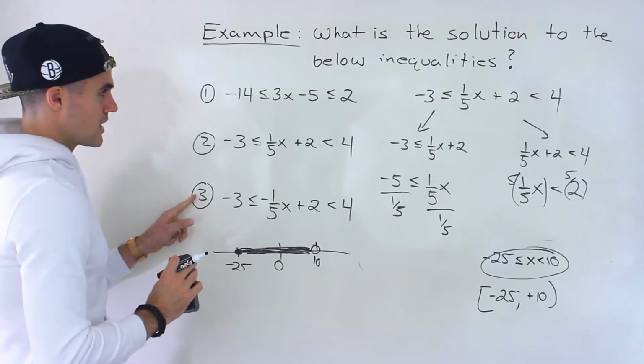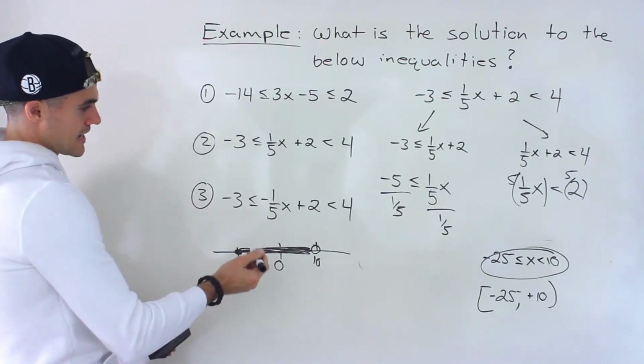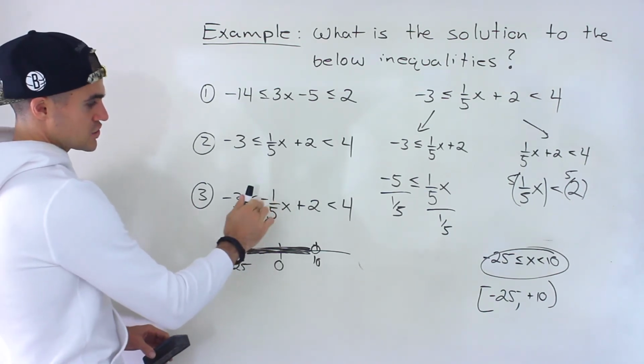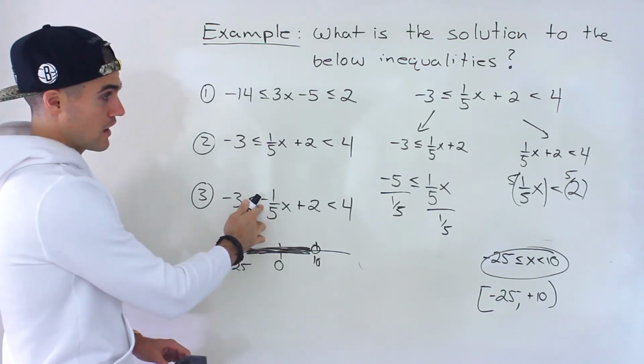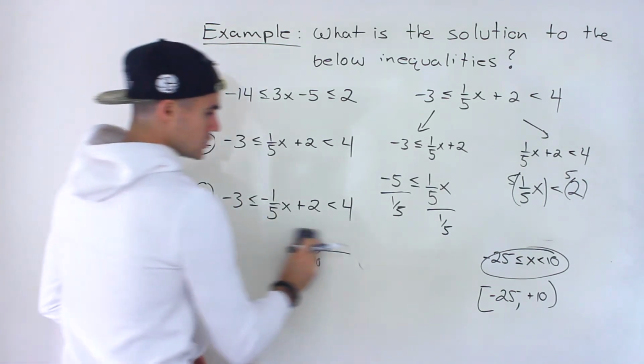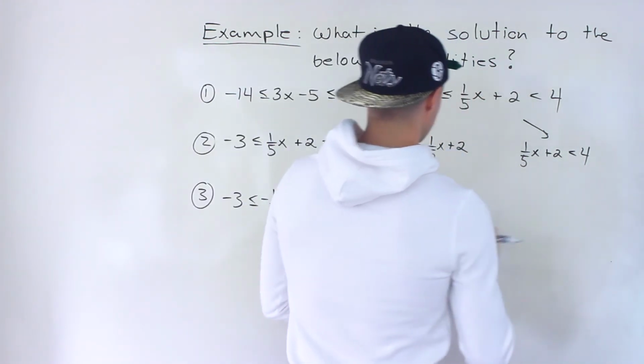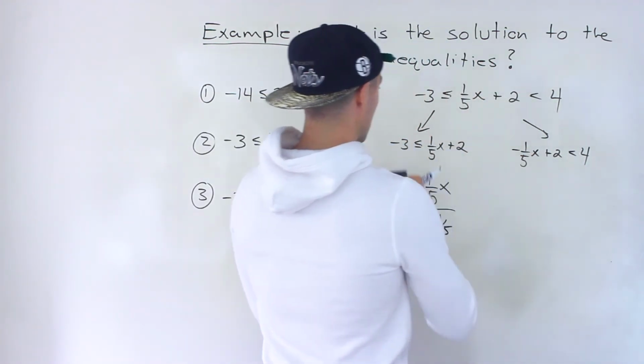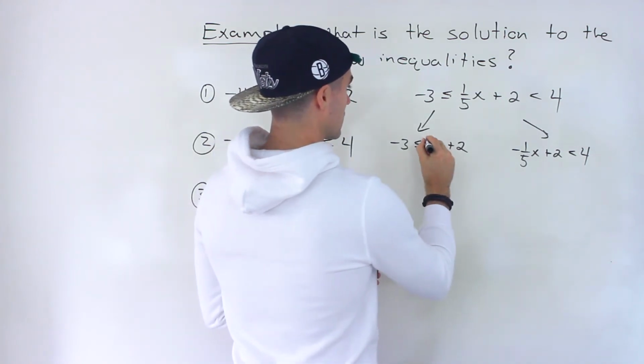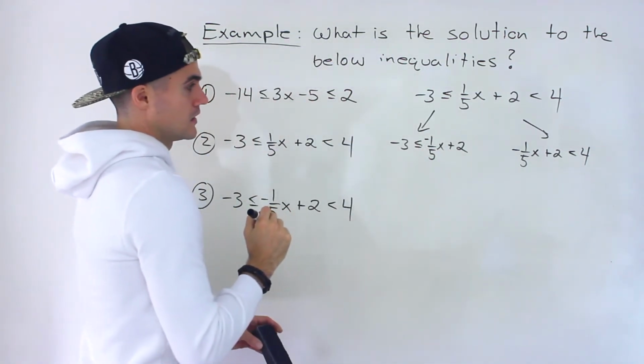Now with number 3, notice it's the exact same thing, but the only thing that's changing is it's a negative 1 over 5, which is actually going to change the solution quite a bit. So this would end up being negative 1 over 5. This would end up being negative 1 over 5.